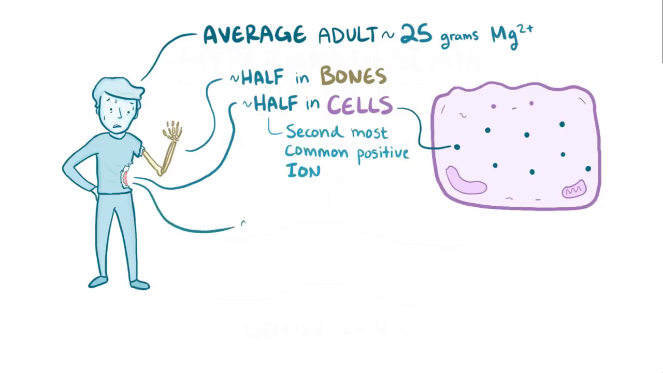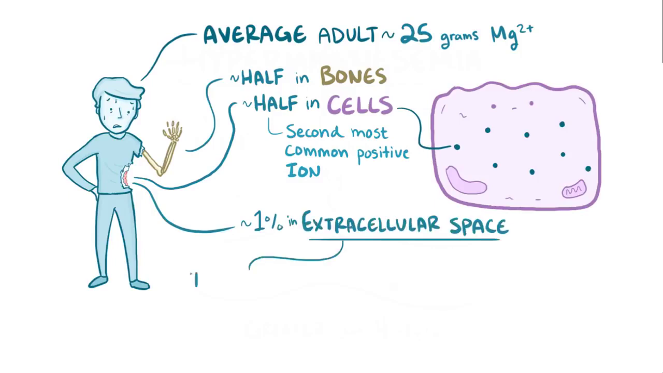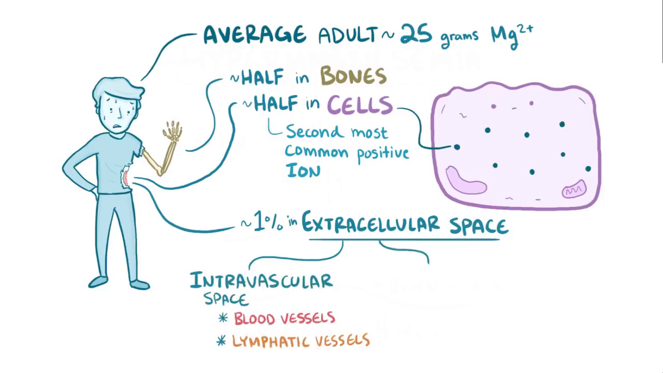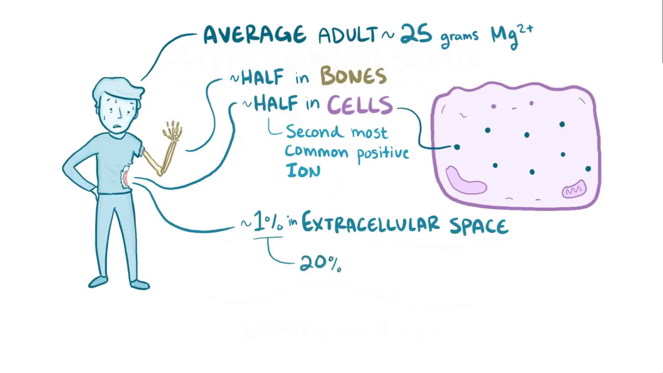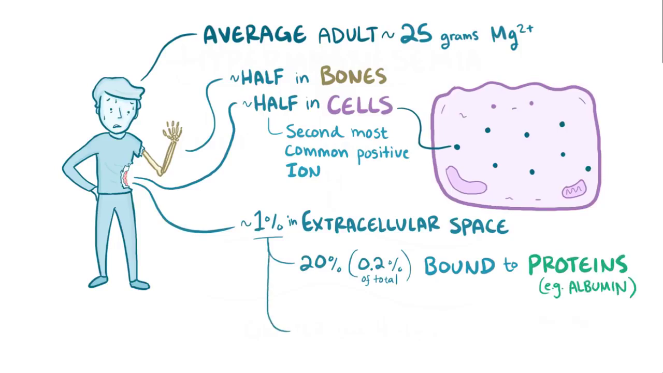A very tiny fraction, roughly 1% of the total magnesium in the body, is in the extracellular space, which includes both the intravascular space, the blood vessels and lymphatic vessels, and the interstitial space, the space between cells. About 20% of the magnesium in the extracellular space, which would be about 0.2% of total magnesium, is bound to negatively charged proteins like albumin, but the other 80%, or 0.8% of total magnesium, can be filtered into the kidneys.